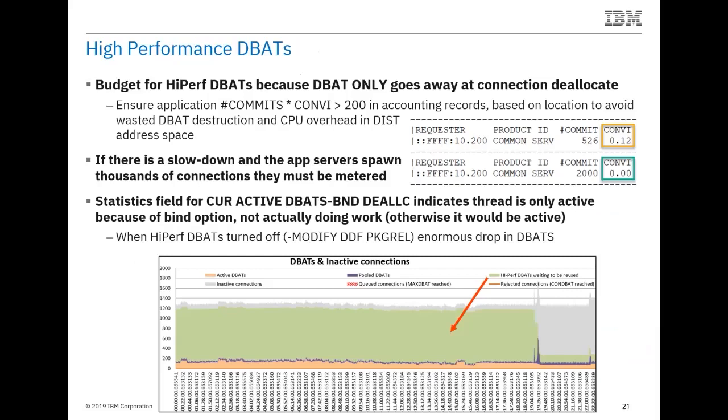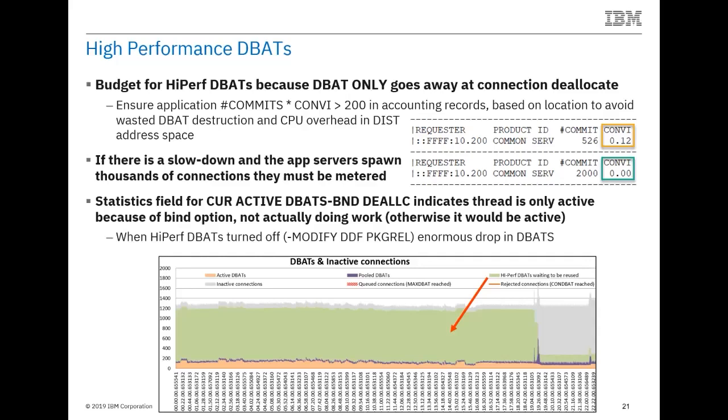So remember, we want to budget because that connection is going to be there. A good rule of thumb that we like to use, if you look in your accounting short report for your DBATs, maybe based on auth ID or correlation ID, you look at the number of commits times the number of conversations, CONVI. If that product is greater than 200, you're in the green. That's awesome, because we reuse the thread 200 times. If that occurs 200 times before it deallocates the connection, then you're going to get the best bang for your buck.